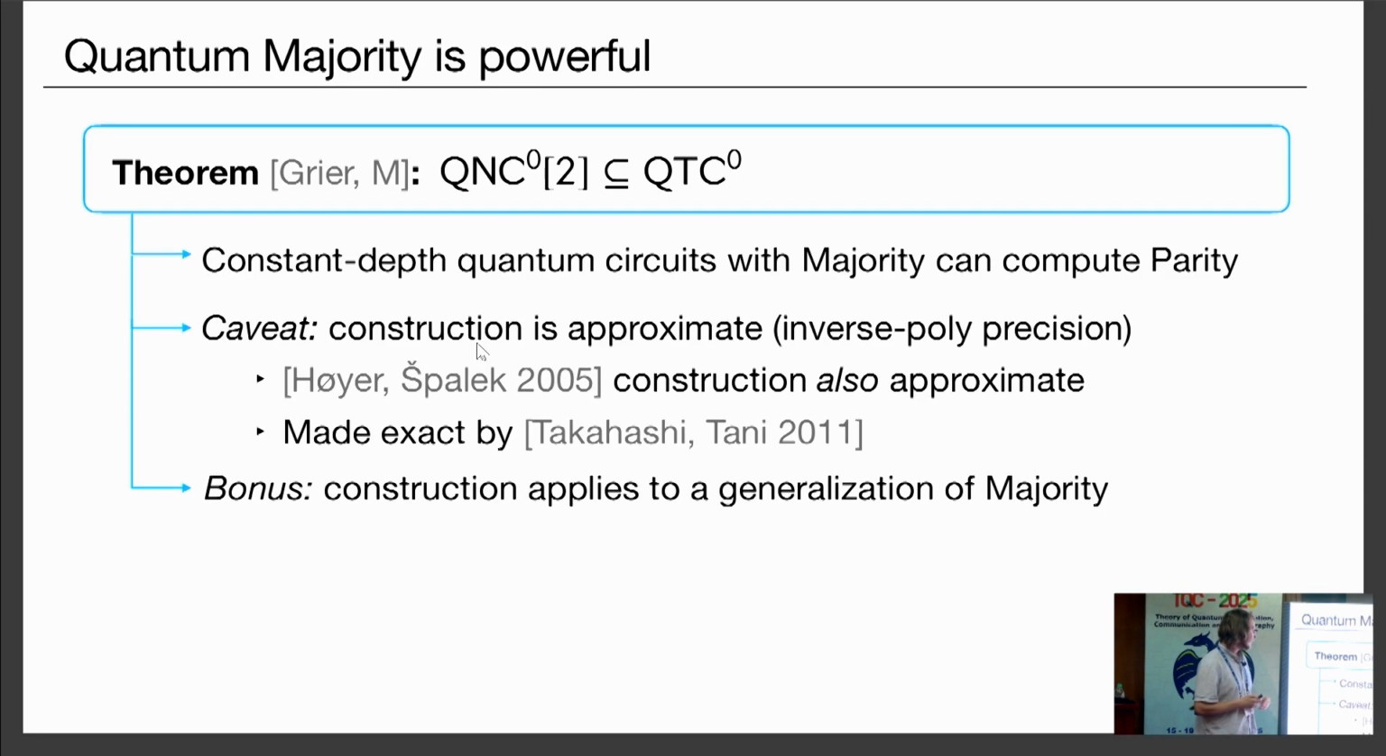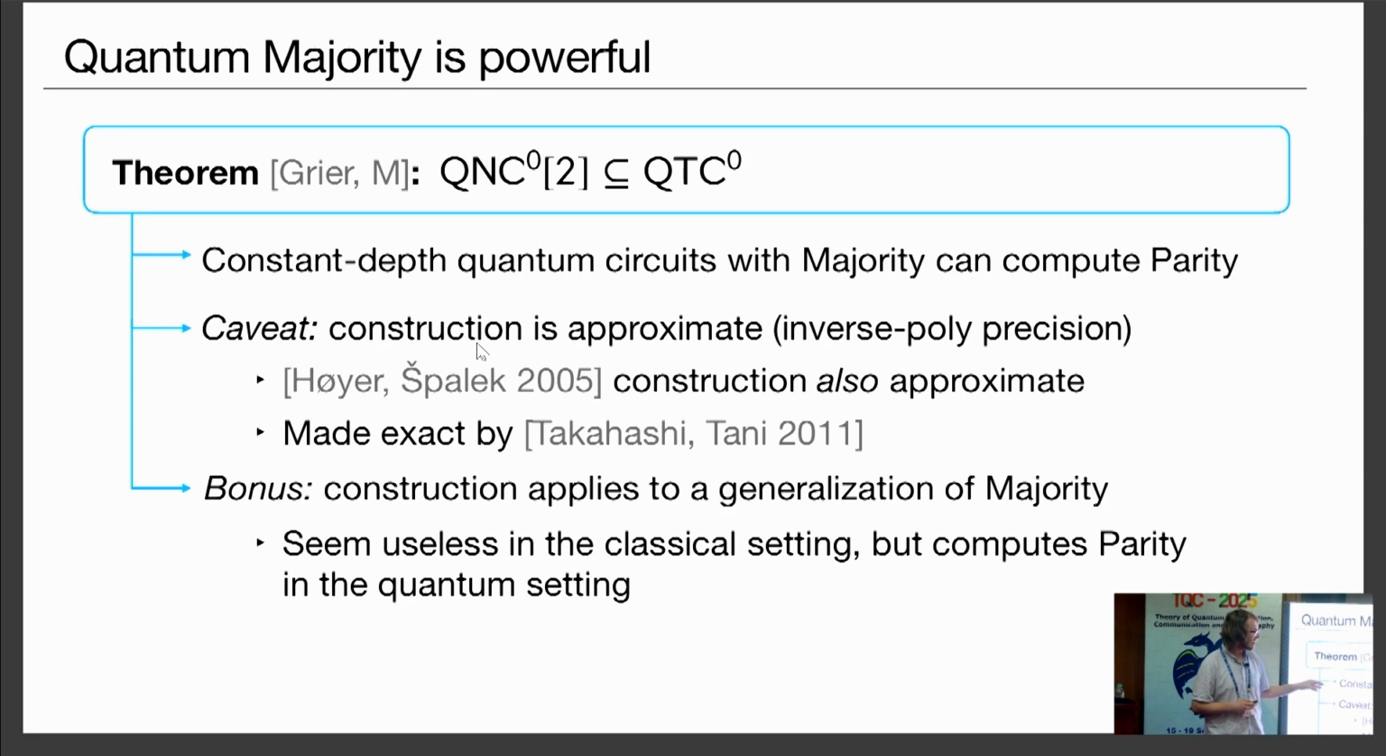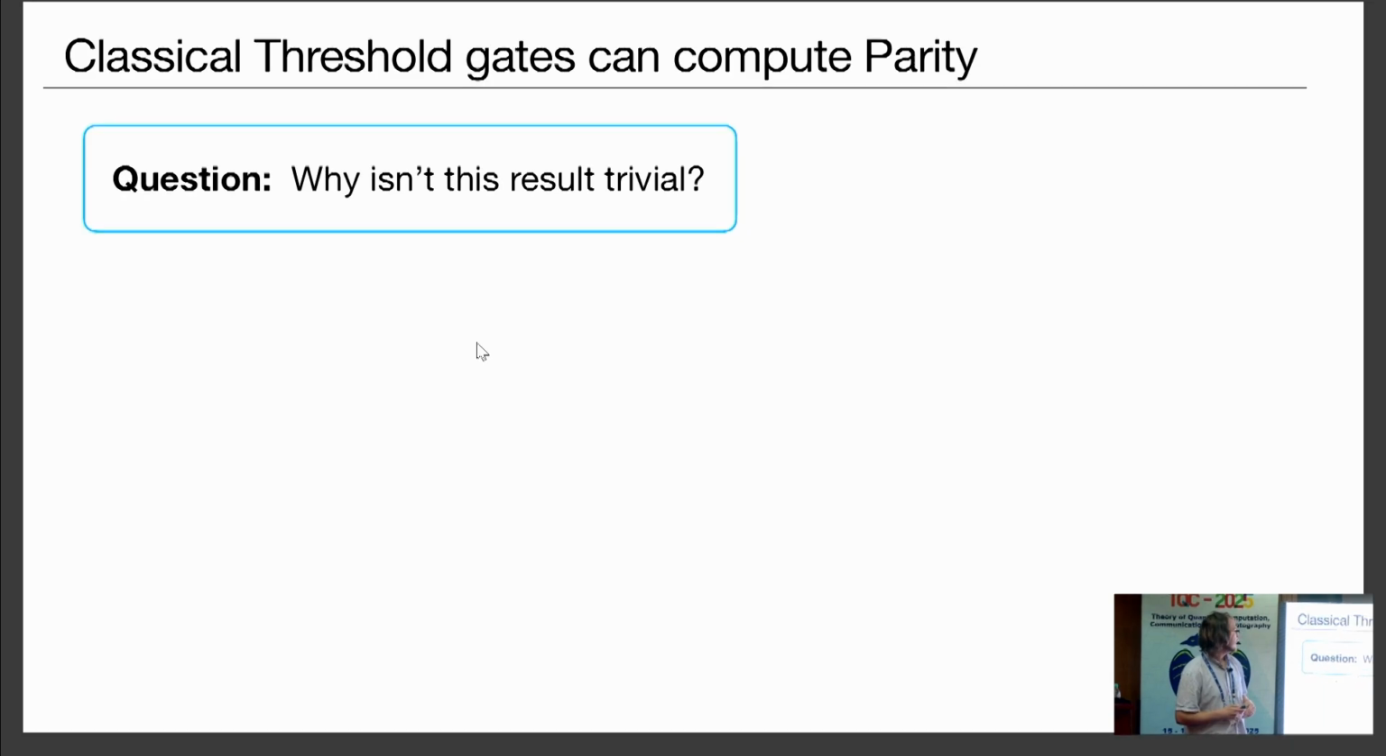One bonus to cancel out the caveats is that our construction applies to a generalization of majority that crops up in an interesting way. And in particular, this generalization is useless classically. It really doesn't seem to be useful for understanding classical circuits. But quantumly, it seems like it is giving us some insight into why this is true, into the structure, at least, of these quantum classes.